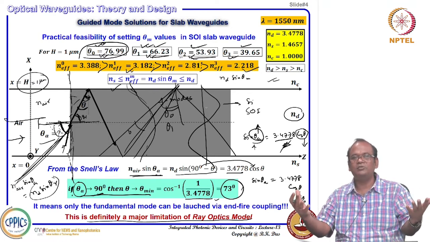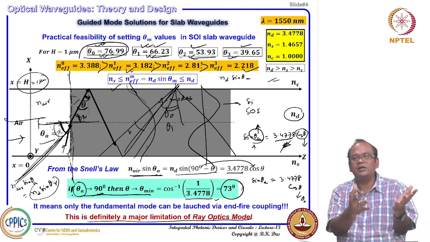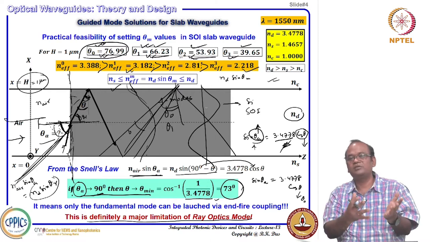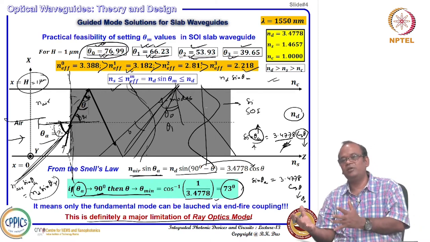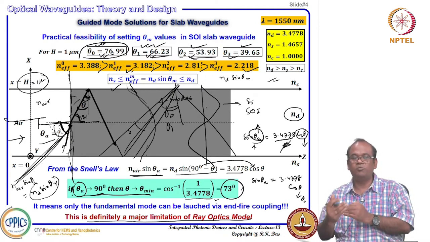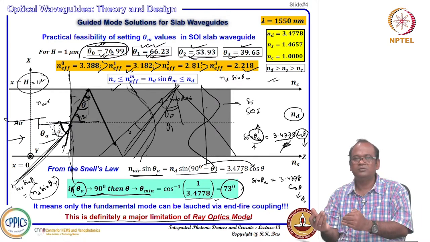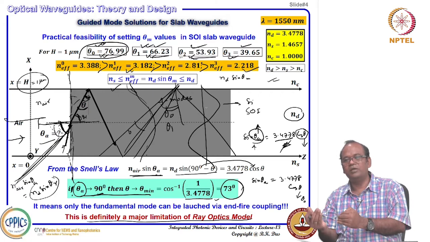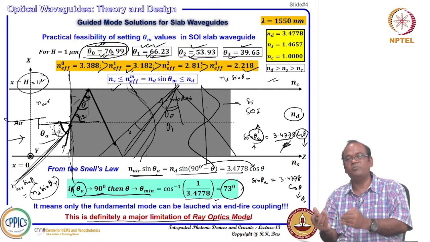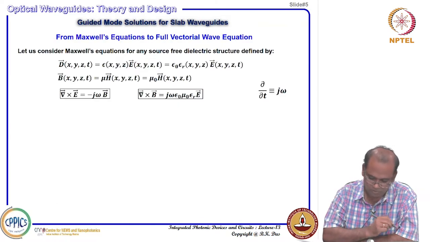The alternative solution is to go back and consult your Maxwell's equations and see if there is some additional thing we can consider, so that we can explain all the modes, as well as how light will be coupled directly into all the excited modes, all the supported modes. This is one important thing you should keep in mind.